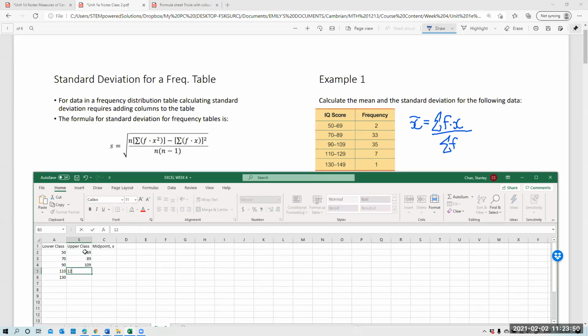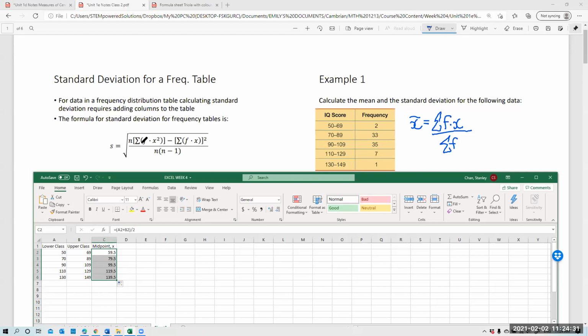My midpoint is equal to the sum of this lower class plus the upper class, and then we're going to divide by 2. Whoops, that didn't work out so well. There we go. So it's somewhere smack dab in the middle between 50 and 69, which is 59.5. I'm going to take my black arrow and drag that formula all the way down because I'm going to use it over and over again for every single row.